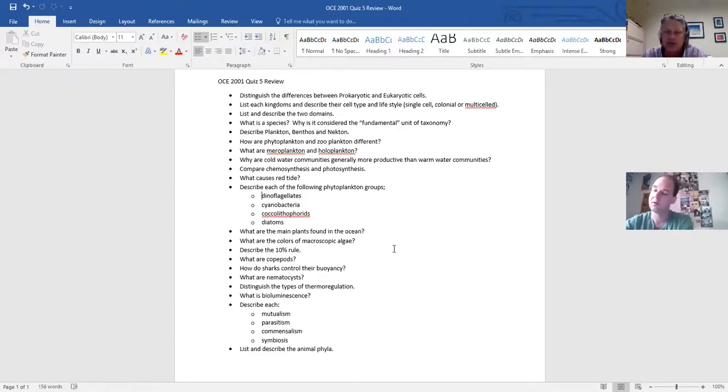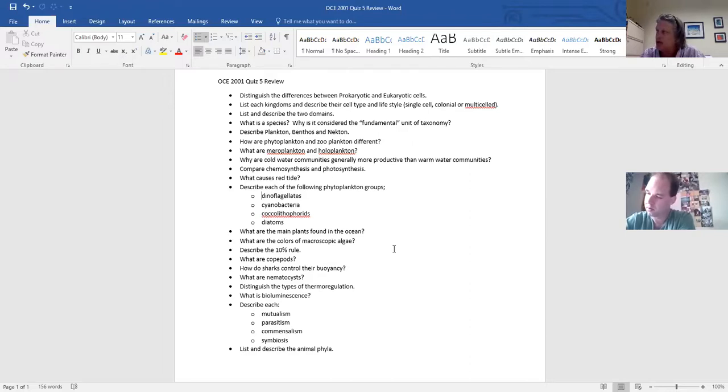The 10% rule is the transfer of energy and biomass through a food chain. Please review that. Copepods are the most numerous arthropod animal, the most numerous crustaceans. They are a zooplankton, very common.